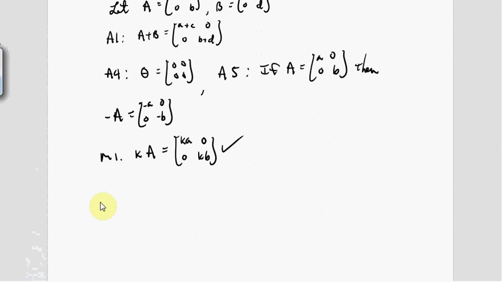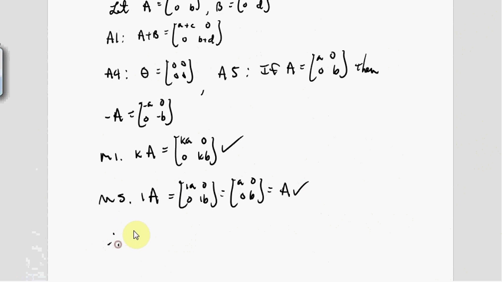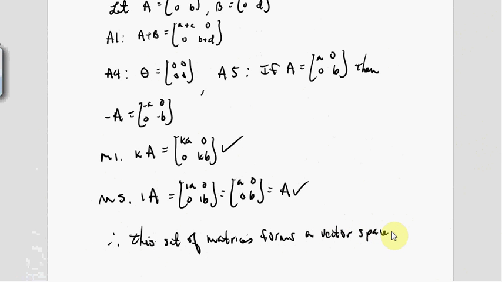Here's the other critical component, M5: 1 times the matrix. This is [[1a, 0], [0, 1b]]. That's equal to [[a, 0], [0, b]]. That's equal to A. This set of matrices forms a vector space. Okay? Any questions?